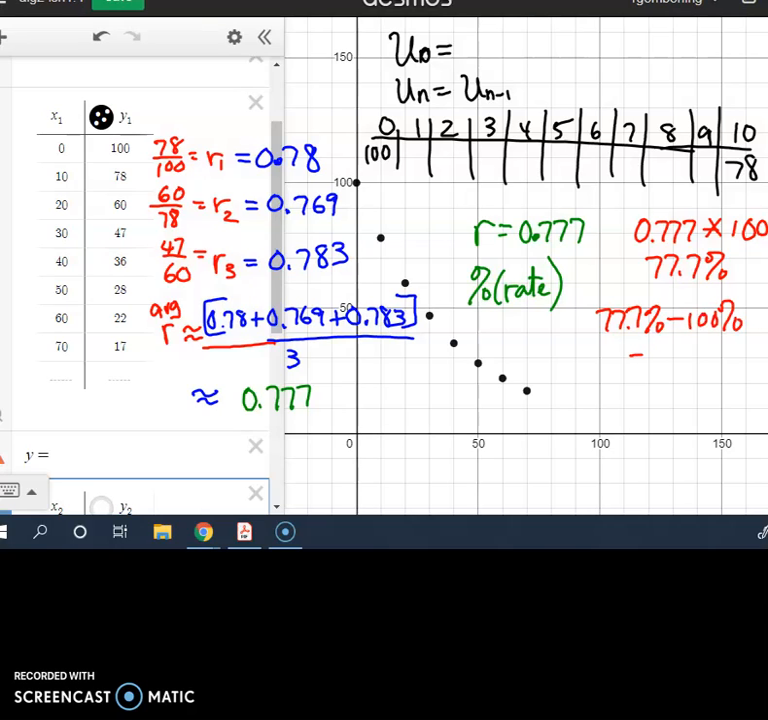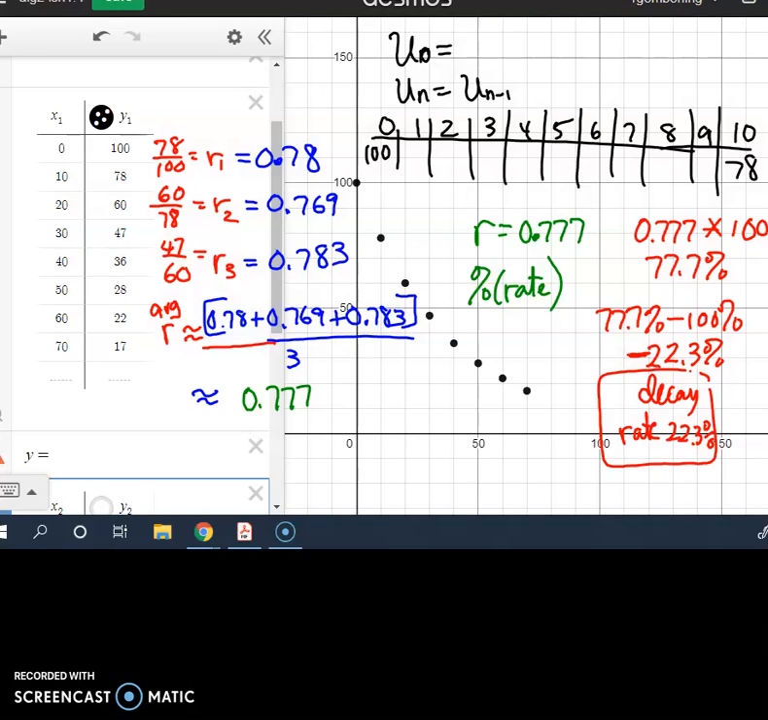Now keep in mind, sometimes we're going to get a negative number. And we should get a negative number here because this is a decay. This table is going down in value. So we go from 100 to 78 to 60 to 47. So we should end up with a decay or a negative answer. So our rate is actually without the negative sign. So our rate is 22.3%. And it is a decay because it is going down.